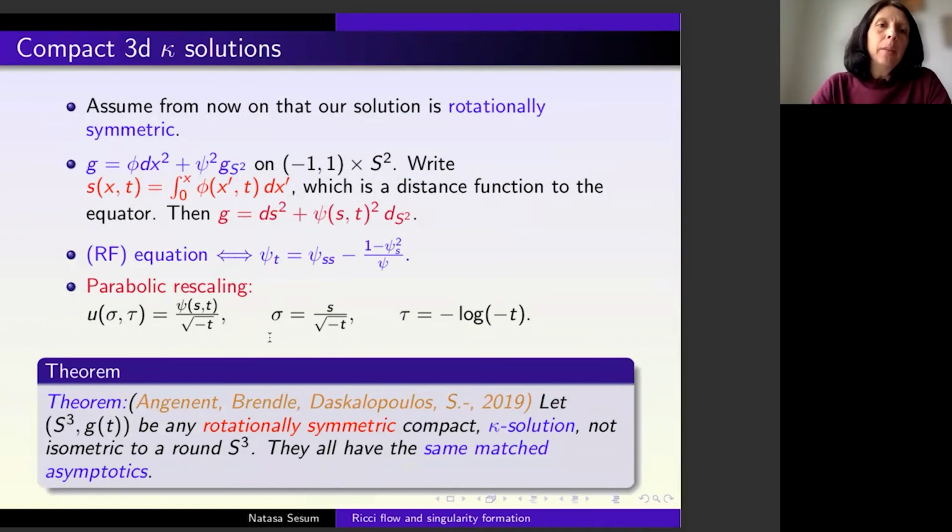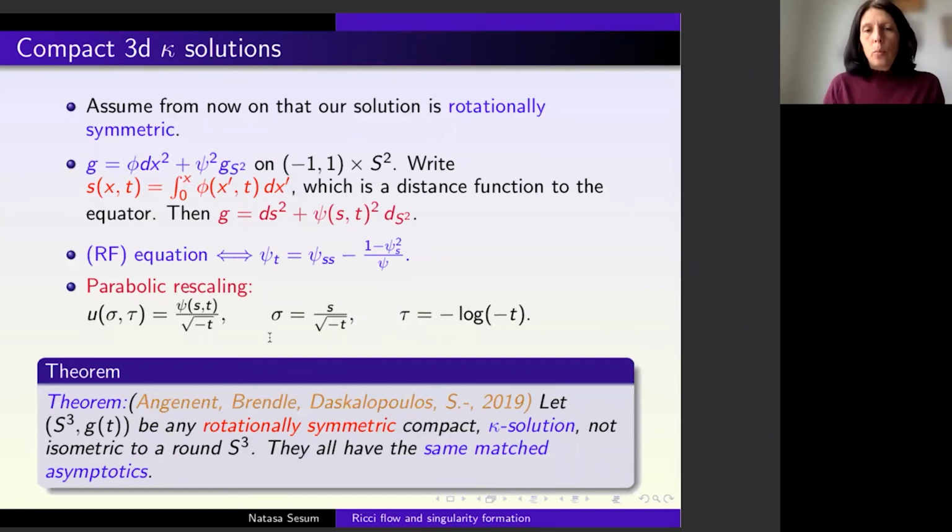Once you have rotational symmetry, we can write our metric like I wrote on this slide here, where s is just the distance function to the equator, and then the Ricci flow equation becomes equivalent to the equation for this radius function psi, where you just keep in mind that d/dt and d/ds do not commute here. And then you can also perform this parabolic rescaling, because what happens for your ancient kappa solution is that when you take this sequence of points xk, tk, which are in the middle, you will always converge to a cylinder, right?